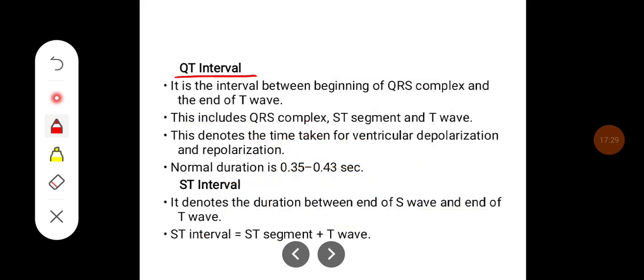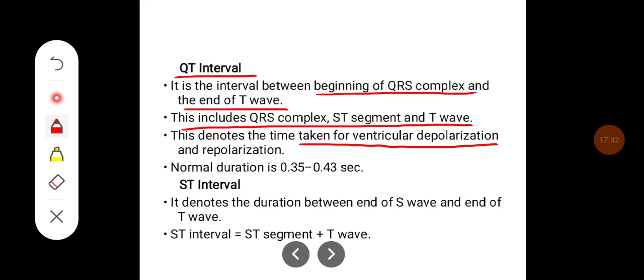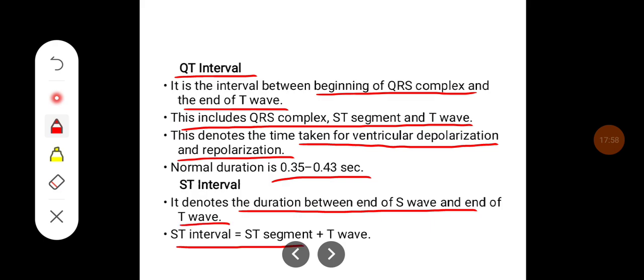QT interval. It is the interval between beginning of QRS complex and the end of T wave. This includes QRS complex, ST segment, and T wave. This denotes the time taken for ventricular depolarization and repolarization. The duration is between 0.35 to 0.43 seconds. ST interval denotes the duration between the end of S wave and end of T wave. So ST interval is equal to ST segment plus T wave.